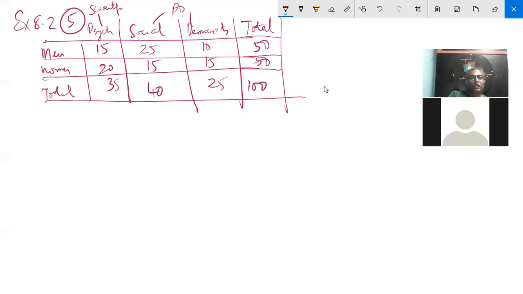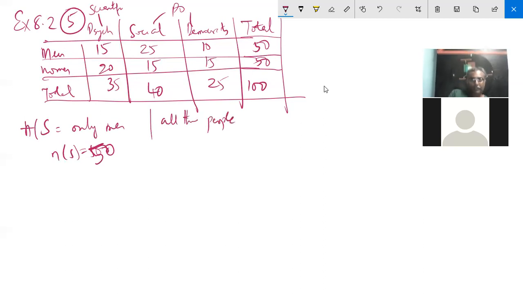If you take n of S, the sample space, as only men, then n of S is equal to 50. If you take the sample space as all the people, then n of S is equal to 100. Your textbook answer is implying the probability that the man selected among the men is a psychologist. The number of favorable events for psychologist is 15. Correct.